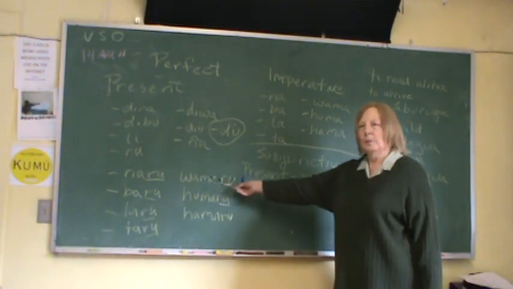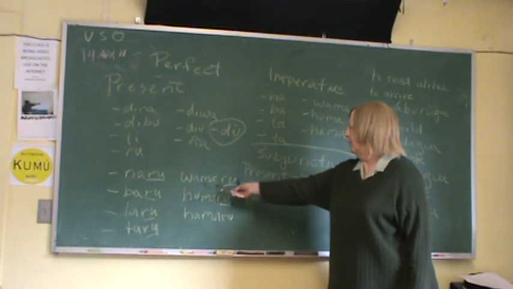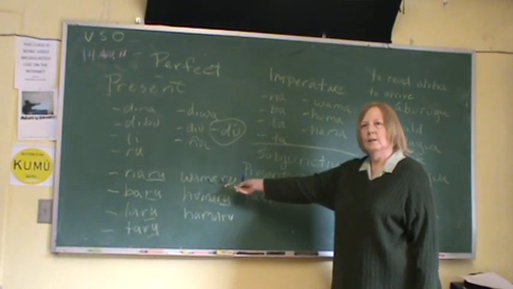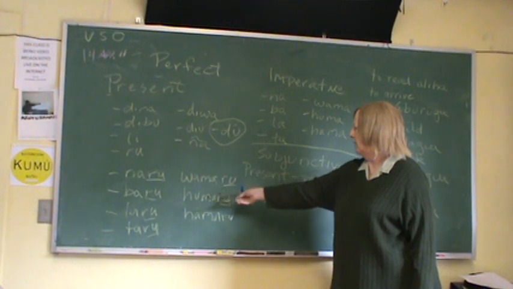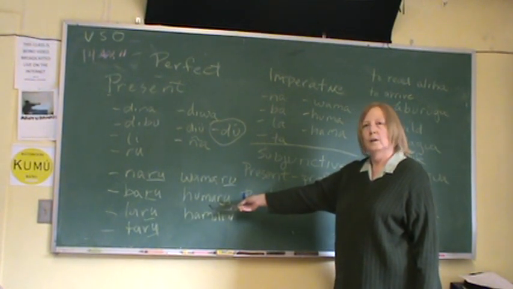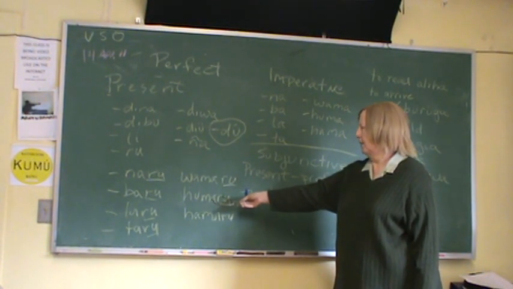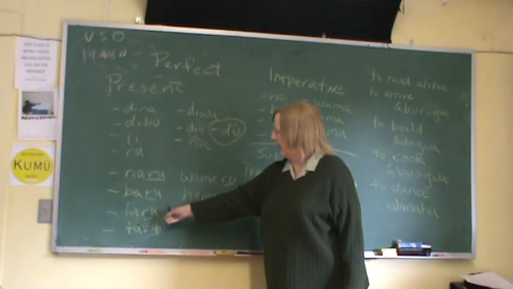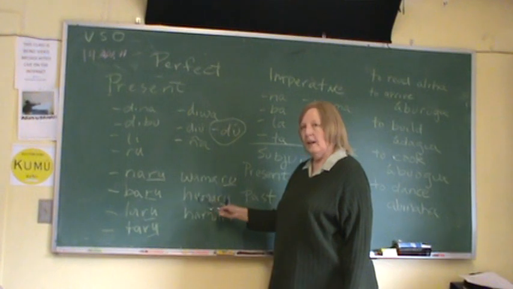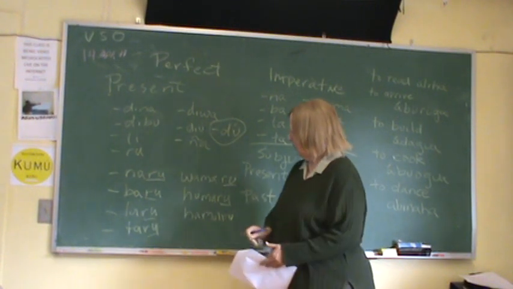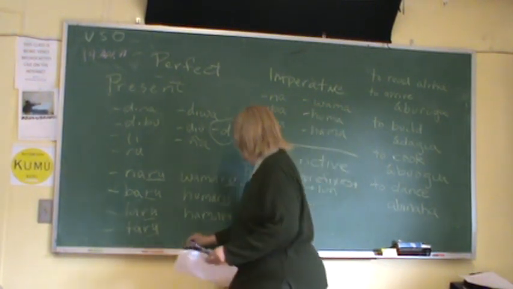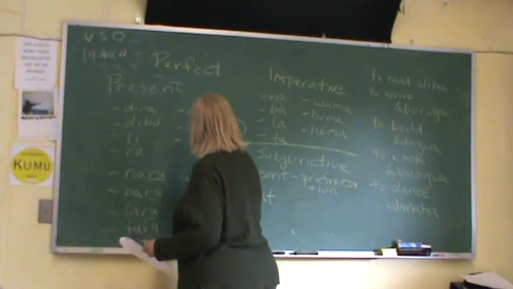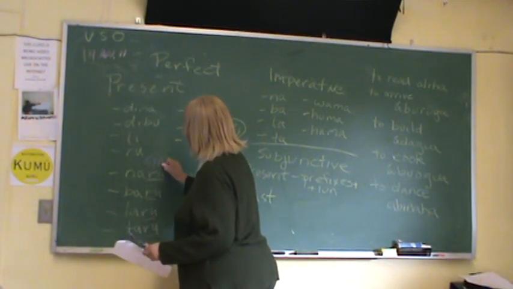So I'm just assuming you remember this from last time. This is the plural, this is the singular. So this is we, you, they, this is I, you, he, and she. Very nice. And that's how in most language books you find it.